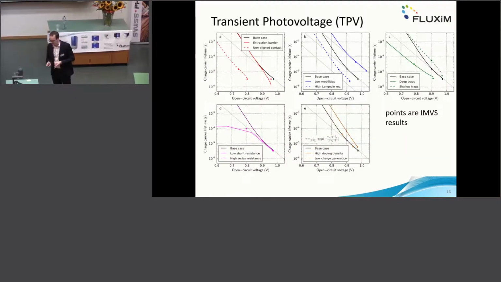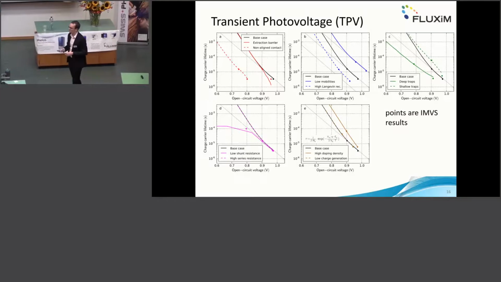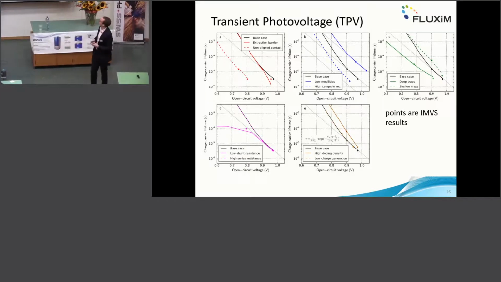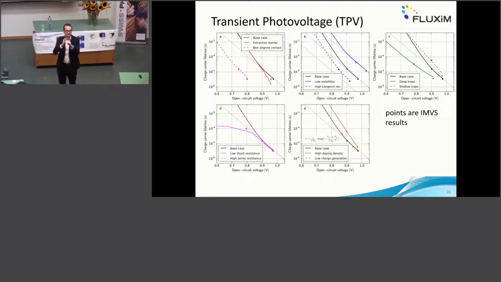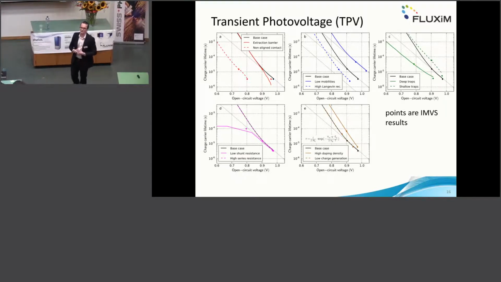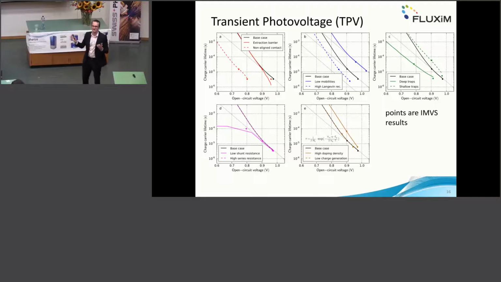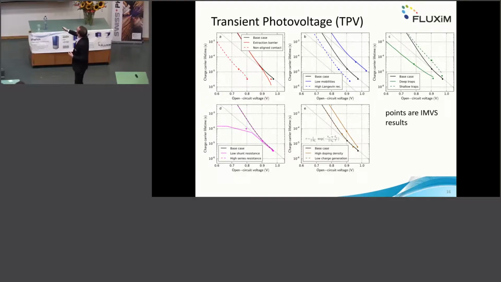All right, let's quickly look at this transient photovoltage before I move on with the more comprehensive story. This is transient photovoltage as it's normally done. So you have an offset light, a small light pulse, and you measure the voltage decay. We did the same experiment, and normally you plot it against the open circuit voltage, as we do here. And so here is then the charge carrier lifetime.